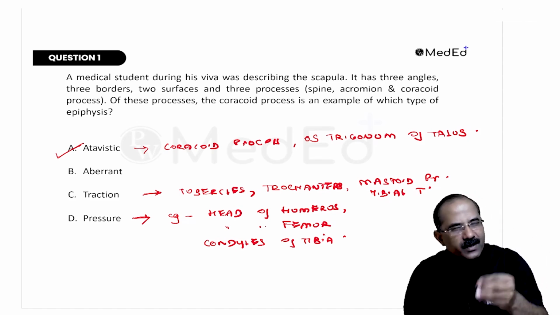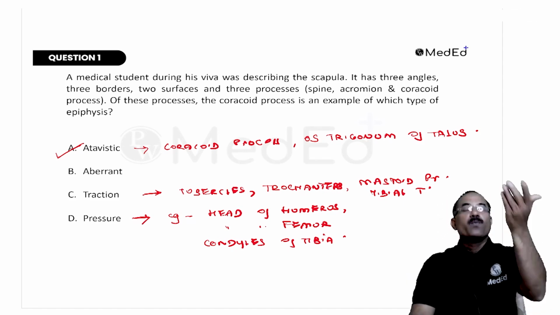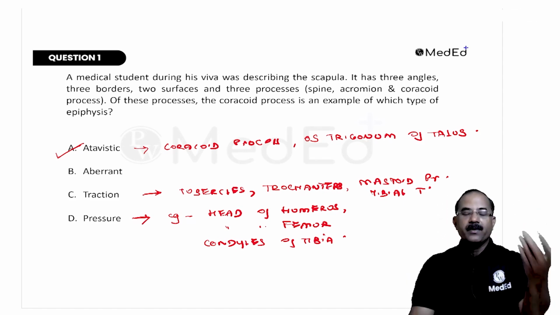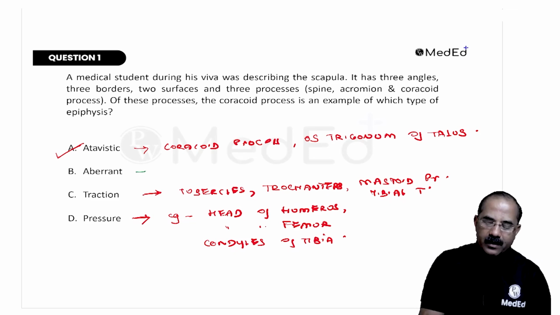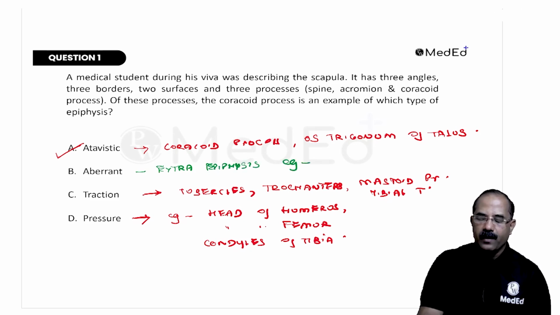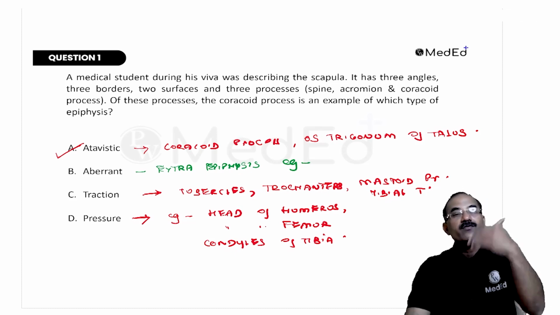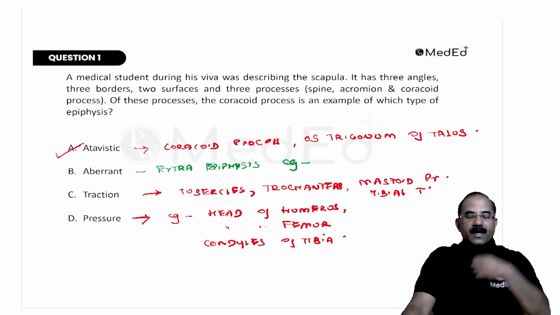An extra epiphysis, an additional epiphysis, we call this aberrant epiphysis. So what is aberrant? It's an extra epiphysis. Can anyone give an example of an extra epiphysis, an example of aberrant epiphysis? Can anyone tell me this?